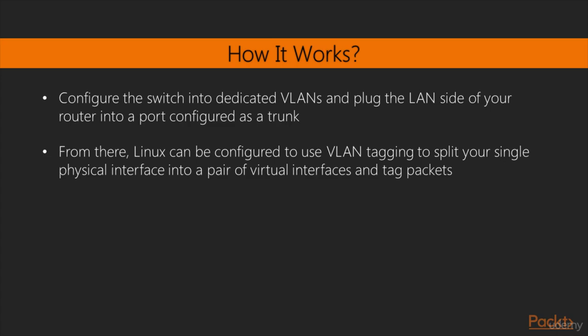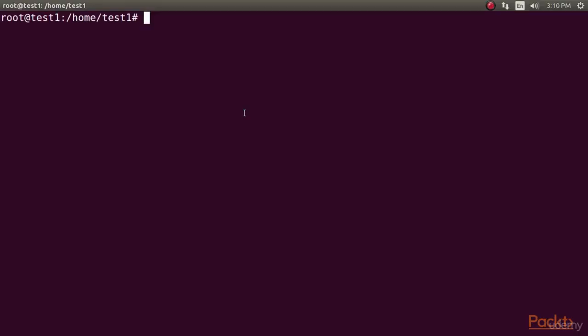The third option is to configure the switch into dedicated VLANs and put the LAN side of your router into a port configured as a trunk. From there, Linux can be configured to use VLAN tagging to split your single physical interface into a pair of virtual interfaces and tag packets as appropriate, so that the switch automatically adds them to the appropriate VLAN. Now, how to do it.